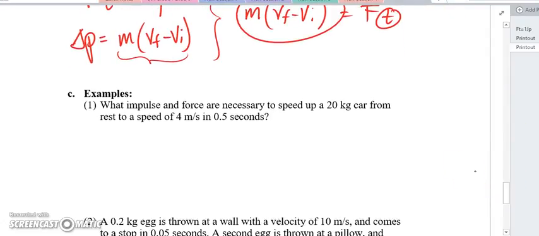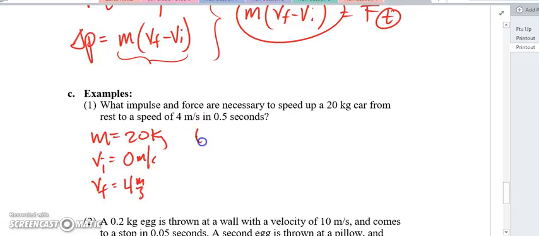So what is the impulse force necessary to speed up a 20 kilogram car from rest to a speed of 4 meters per second in 0.5 seconds? My mass here is 20. My initial velocity is 0. My final velocity is 4 meters per second, and t is 0.5 seconds.